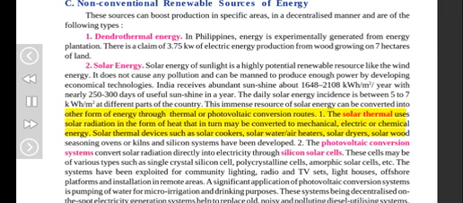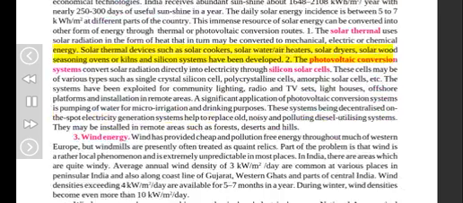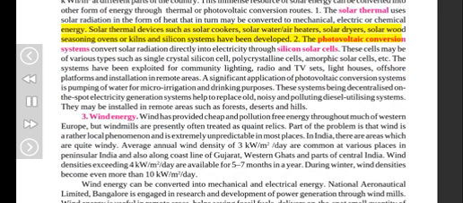1. The solar thermal route uses solar radiation in the form of heat that in turn may be converted to mechanical, electric or chemical energy. Solar thermal devices such as solar cookers, solar water and air heaters, solar dryers, solar wood seasoning ovens or kilns and solar thermal systems have been developed. 2. The photovoltaic conversion systems convert solar radiation directly into electricity through silicon solar cells. These cells may be of various types such as single crystal silicon cells, polycrystalline cells, amorphous solar cells, etc.